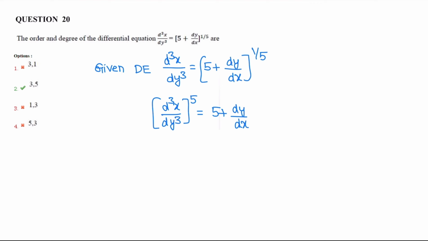Now order: d cube x by dy cube. So here this is the highest derivative whose order is 3, a third order differential equation, and the power of this highest derivative is 5, that is, degree is 5. Therefore order and degree are 3, 5 respectively.